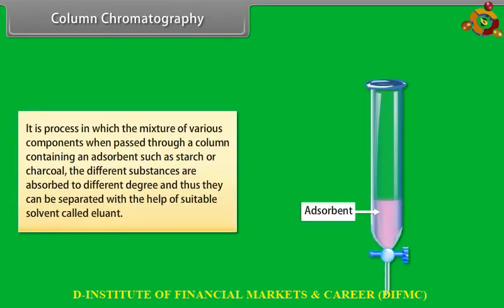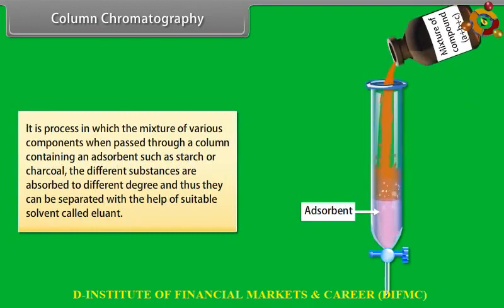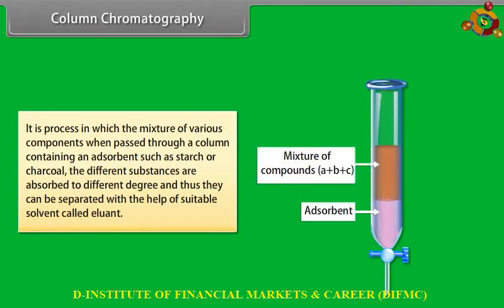Column chromatography. It is the process in which a mixture of various components is passed through a column containing an adsorbent such as starch or charcoal. The different substances are adsorbed to different degrees and thus they can be separated with the help of a suitable solvent called eluent.